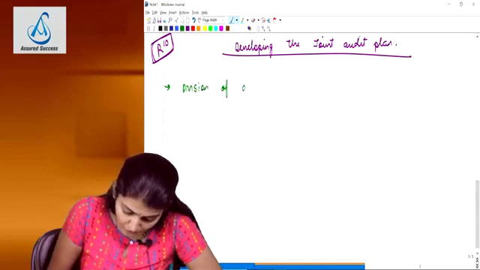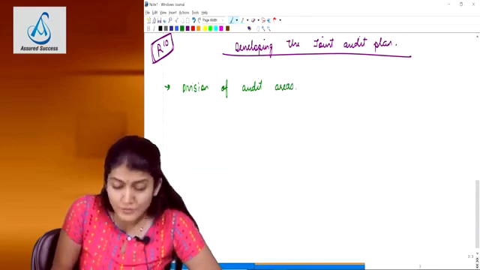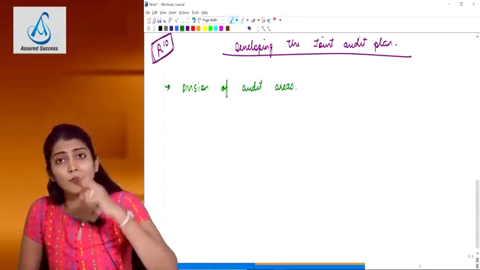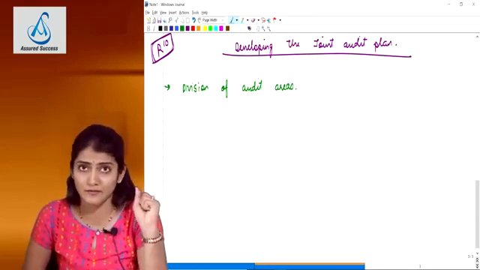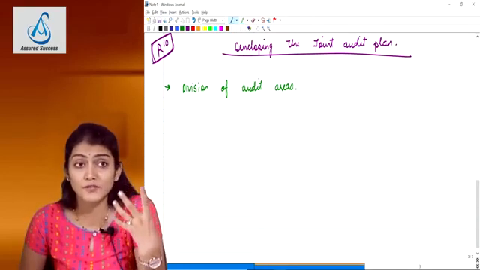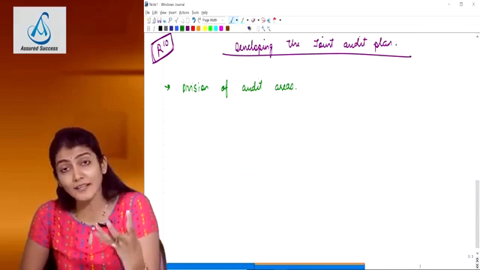The division of the audit areas. Why? Because if financial statements are one and the auditor is only one, he knows that he has to do the audit of the entire financial statements. But in a joint audit, financial statements are one, but the audit करने वाले are more than one.